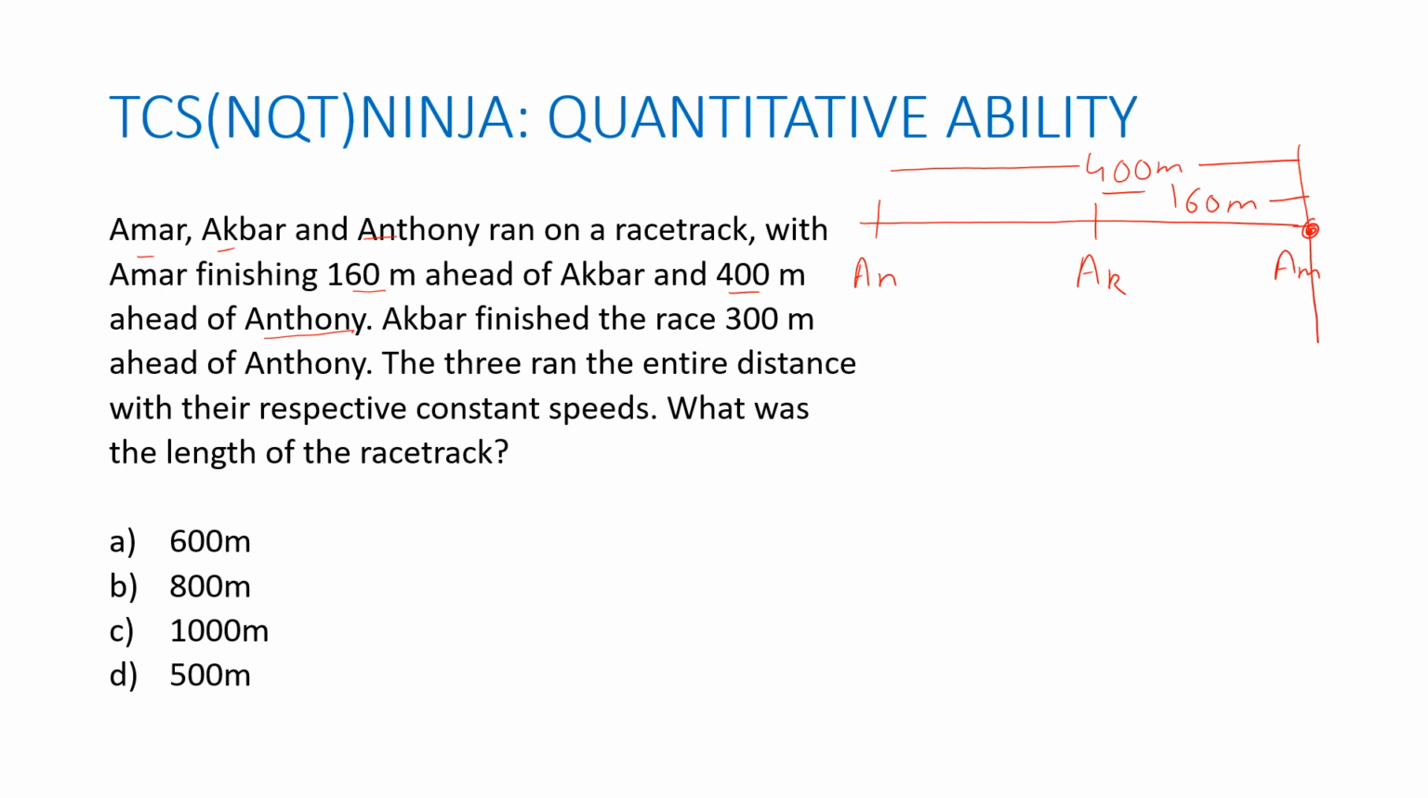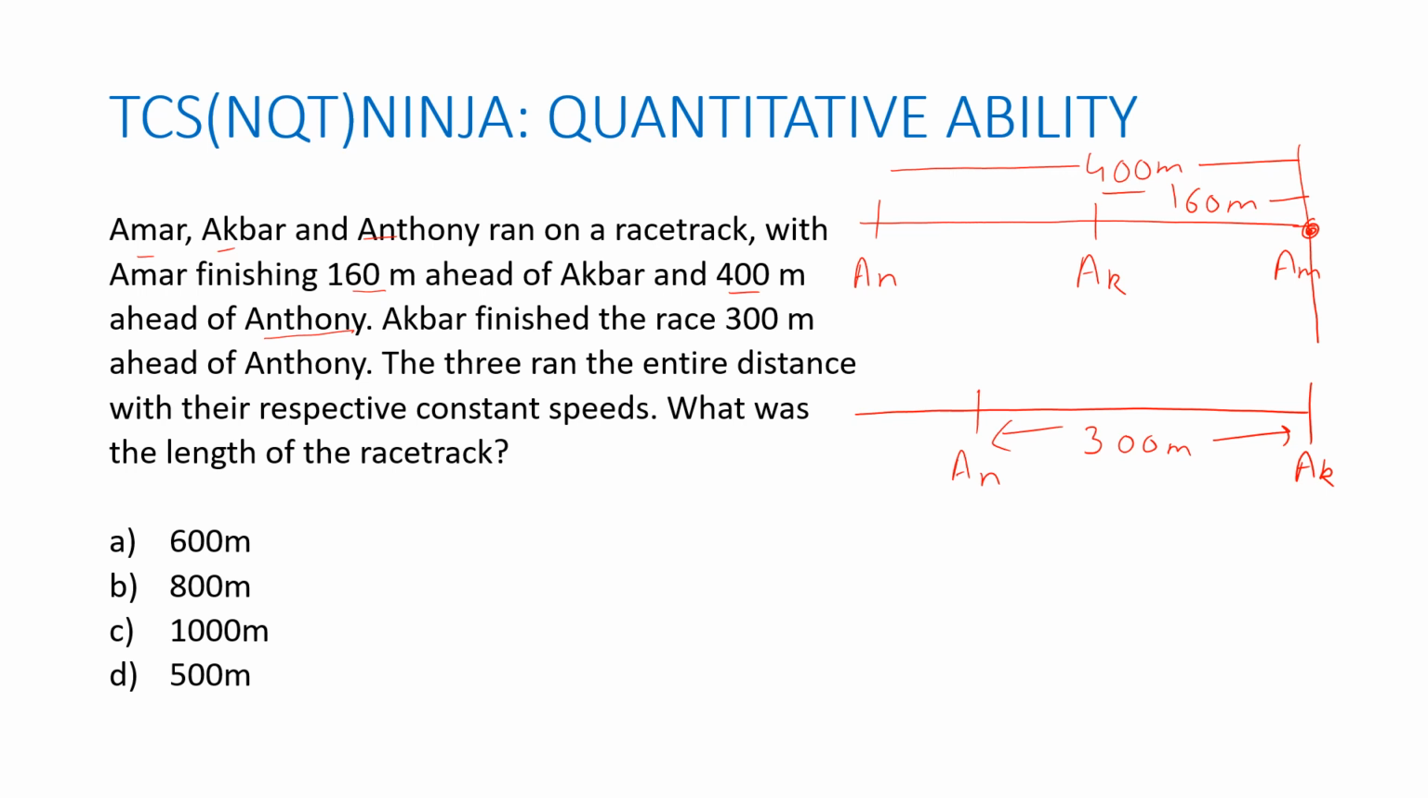Amar had already won. So at some other point of time, Akbar will also finish the race. He will be at this finishing line. And when he is at the finishing line, where is Anthony? Anthony is 300-meter behind. So this set of information is given.